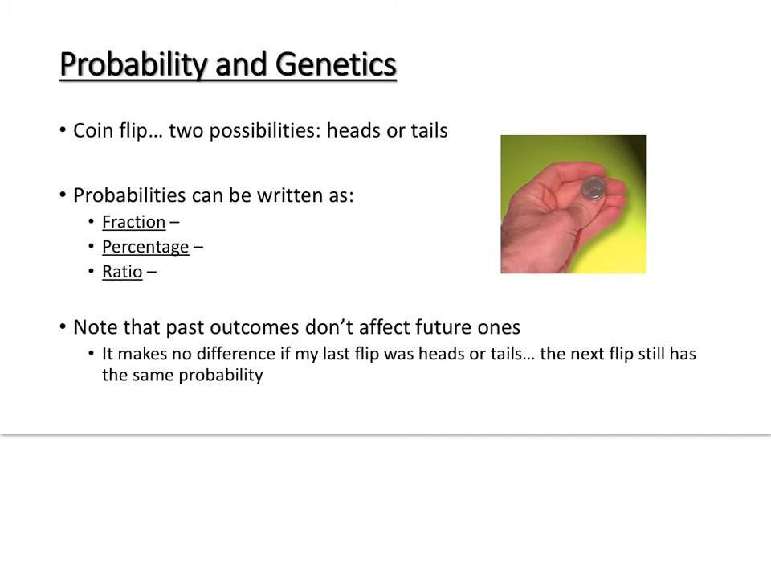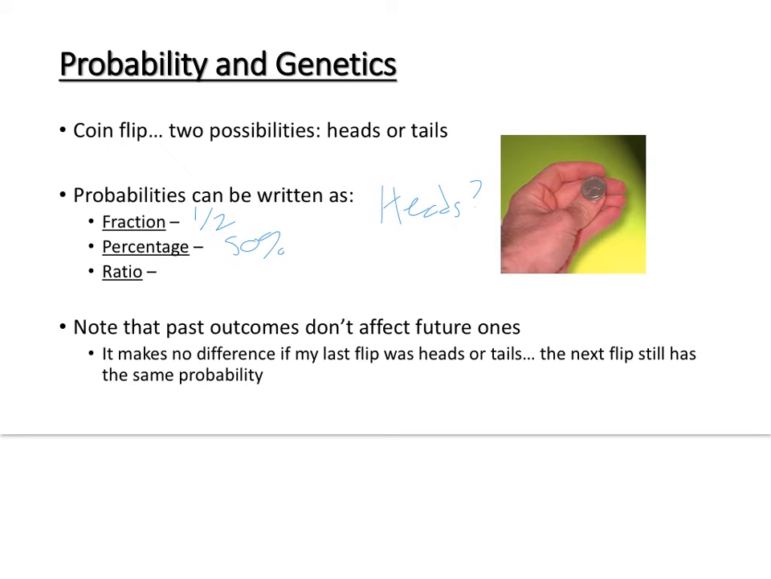So what are the odds that we are going to get heads? As a fraction, that would be 1/2, because half the time we would expect a coin to land heads up. You could also express this as a percentage, which would be 50%. And again, that's because 50% of the time we would expect the coin to land heads up. Or we can present this as a ratio.